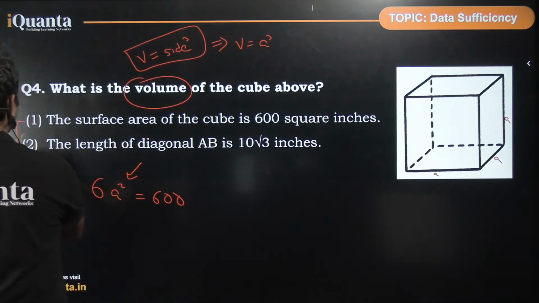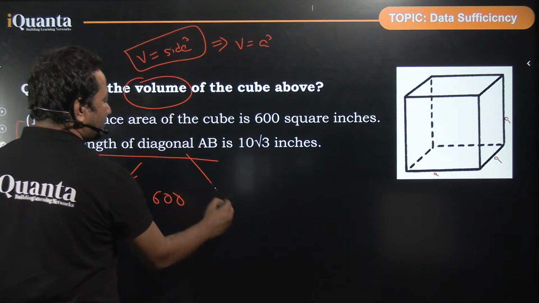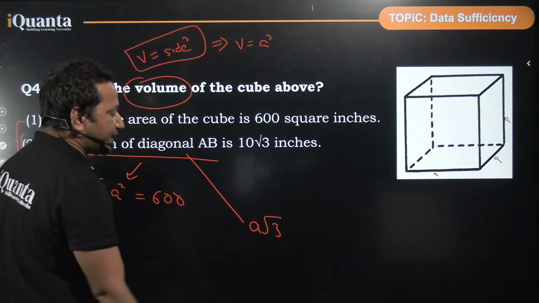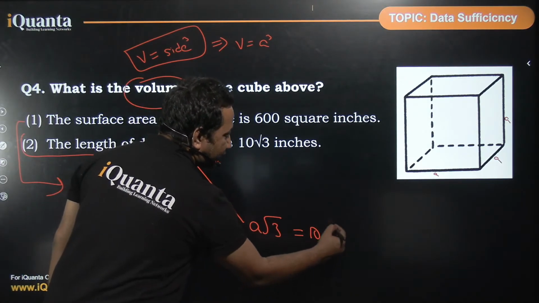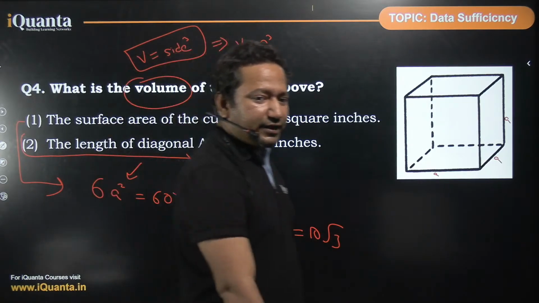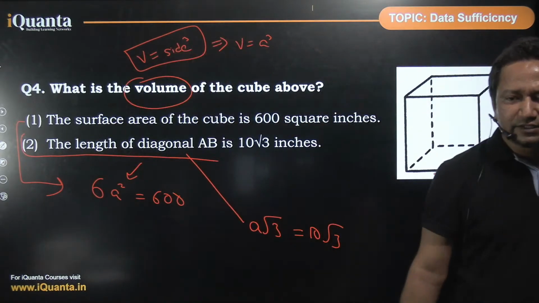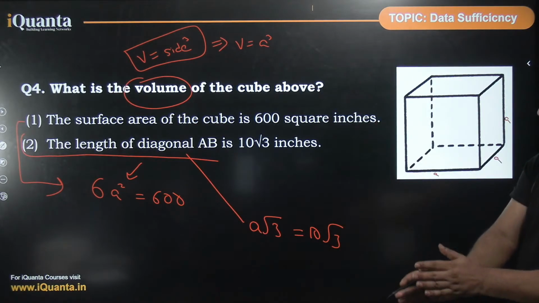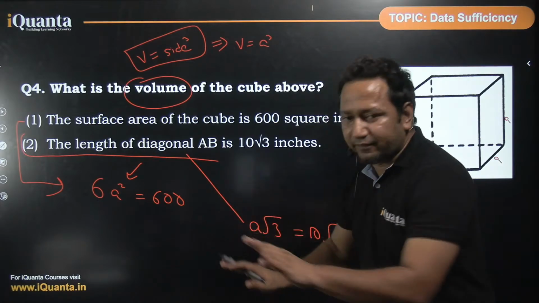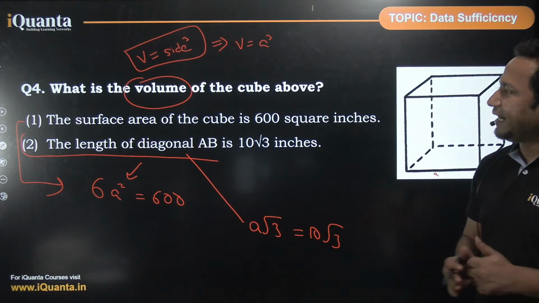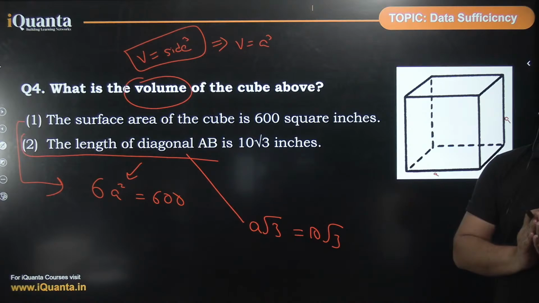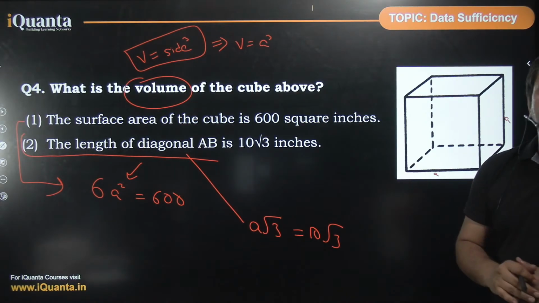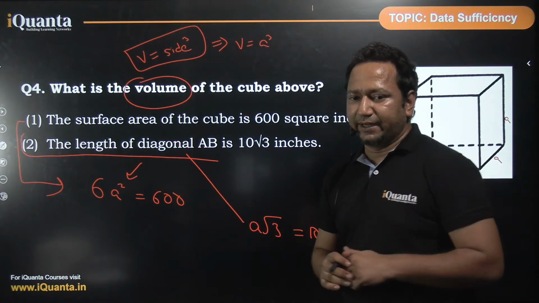Statement 2, length of diagonal of a cube is given by A root 3. Again, we can use the Pythagoras theorem over here, and this is 10 root 3. So again, we can find the value of A, therefore we can find the value of V as well. So we can find the solution to this problem. See, I have not yet given you the answer. It's not required. So we can find the solution by using either of these statements alone. Both these statements independently are sufficient to answer this question. Well done.